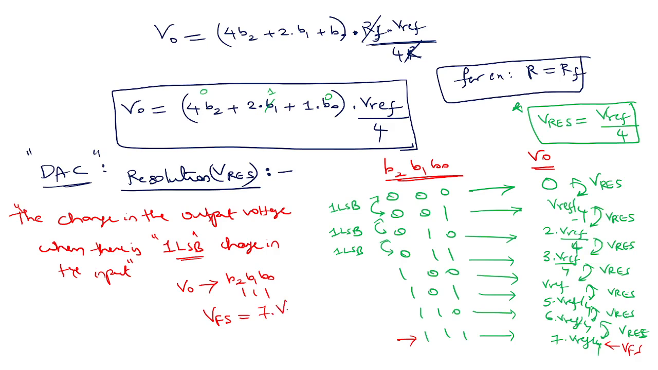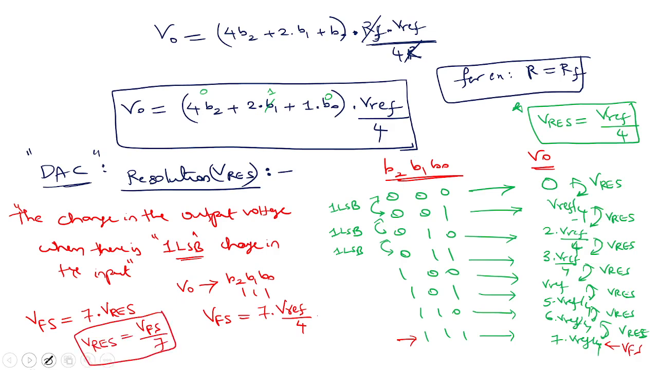7 times V reference by 4. That means, since V reference by 4 is V resolution, I can write 7 times V RES. Or I can also say VRES is VFS by 7. Clear?